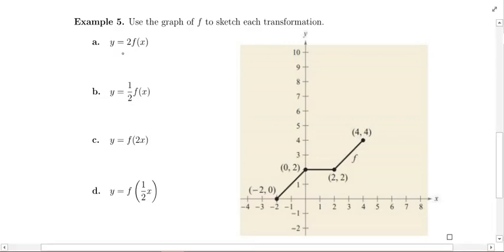You can see in part A, we're going to try to draw the graph of y equals 2 times f of x. In part B, we're going to find the graph of y equals 1/2 times f of x. In part C, we're going to do y equals f of 2x. And then in part D, we're going to do y equals f of 1/2 times x.